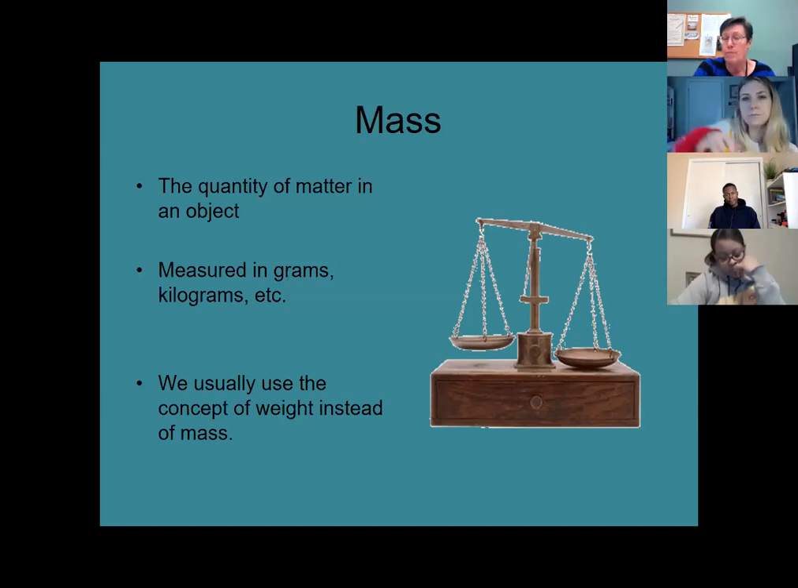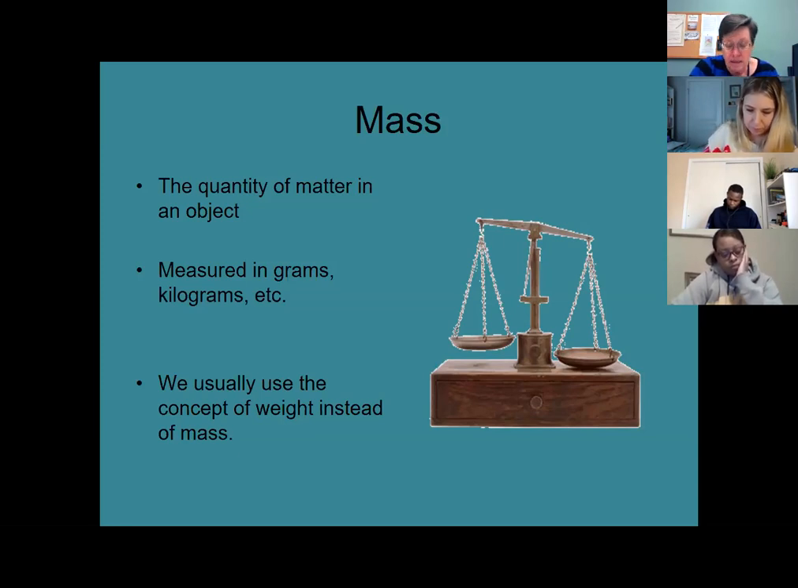Okay, anything that's occupying space, has inertia, is matter. Well, sometimes we need to know how much matter we have. And so we would call that the mass of an object. So the quantity of matter in an object is the object's mass. And we measure it in grams, kilograms, those types of units.